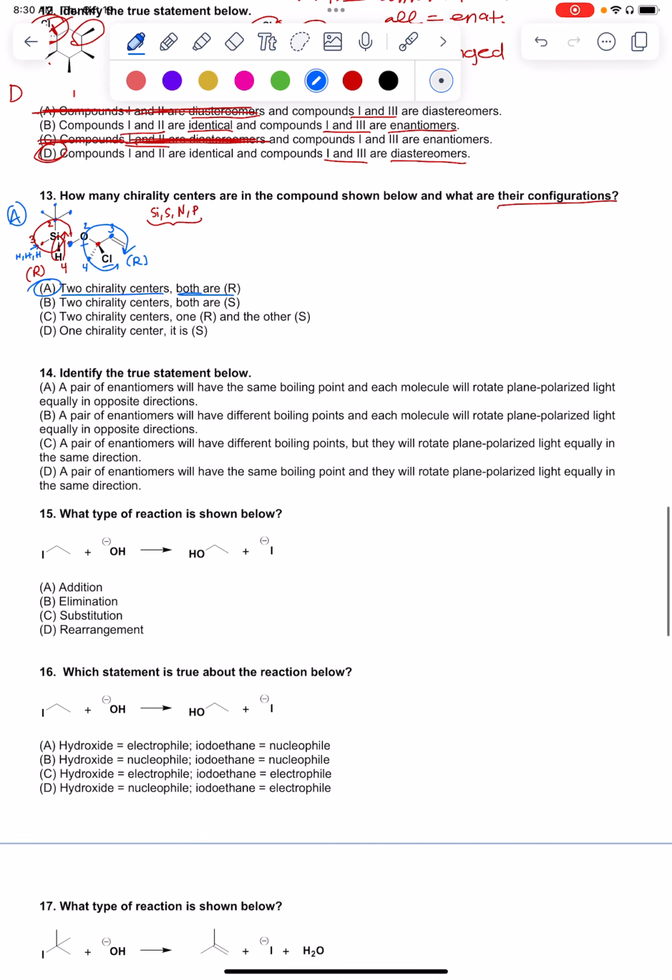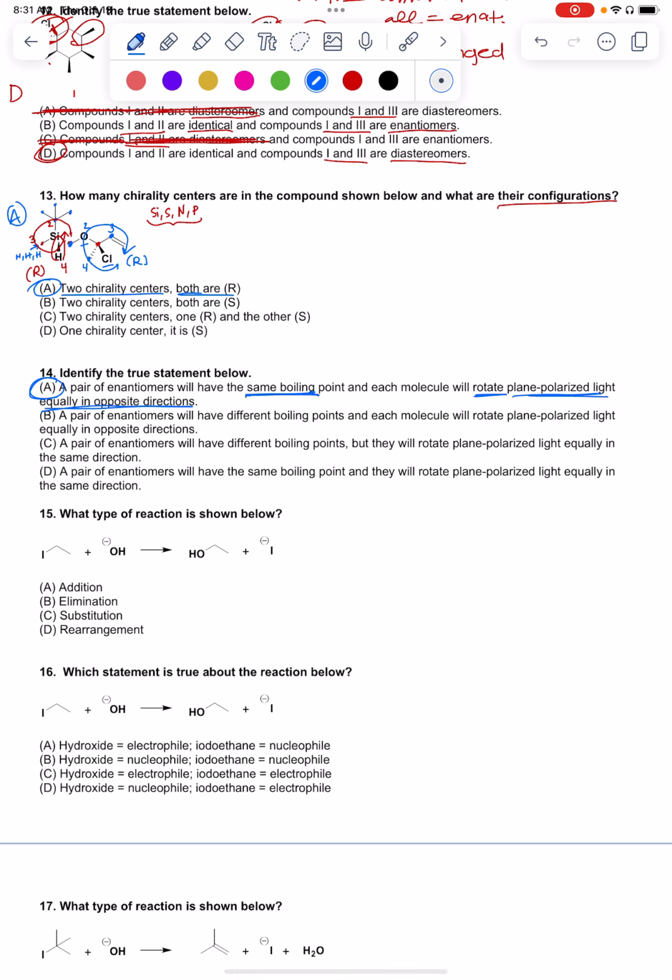Identify the true statement below. A pair of enantiomers will have the same boiling point, and each molecule will rotate plane polarized light in equally opposite directions. Well, we know that enantiomers are really hard to separate, and so they will have the same boiling point. The only thing that's different about them is that they do rotate plane polarized light in exactly the opposite directions. So far A is my favorite, but I'm going to go through them and just read them.